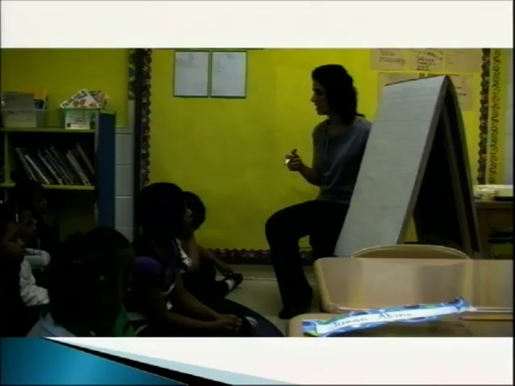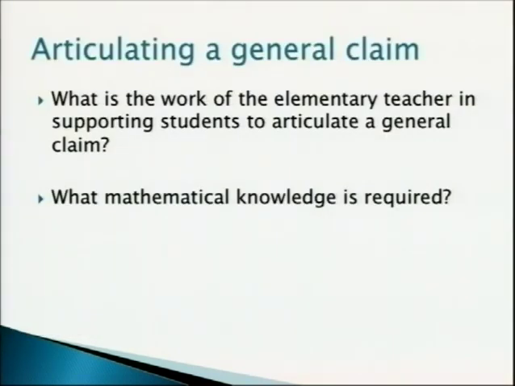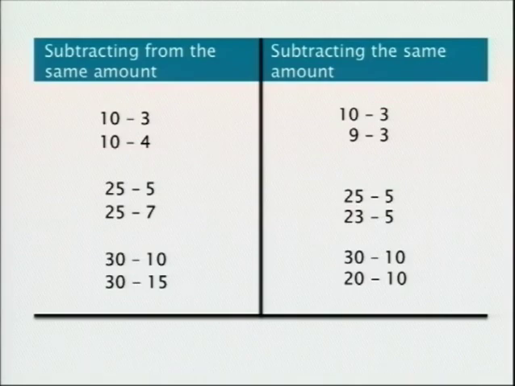And again, here are my questions. Be thinking about what's the work of the teacher in supporting students to articulate a general claim and what math knowledge is required. Can I ask you a question? Those pairs, the situation is not symmetric. So are they thinking about the first one and then how is the second one related to the first? Or the other way around? They're thinking about, well, she's been giving them the pairs together. And yes, generally they think about the first one, so 10 minus 3. And then what's the difference? And then how does the difference change for 9 minus 3? Okay. Here we go.